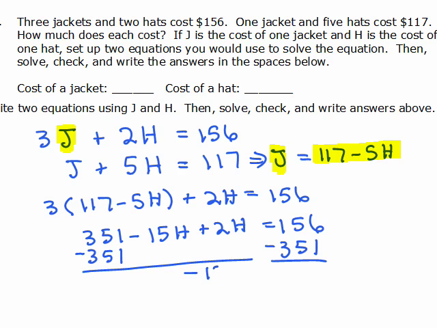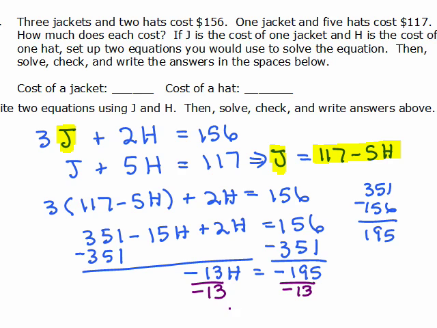It's going to give you negative 13H, and then we've got to do negative 351 plus 156. So that's just, you know, it's going to be negative, right? And you're just going to take 351 minus 156, which is 195. And then I need to divide by negative 13. So H, then you have to do that division, 13 into 195. You could use a calculator to do long division. That'll give you 15. So $15 for a hat.